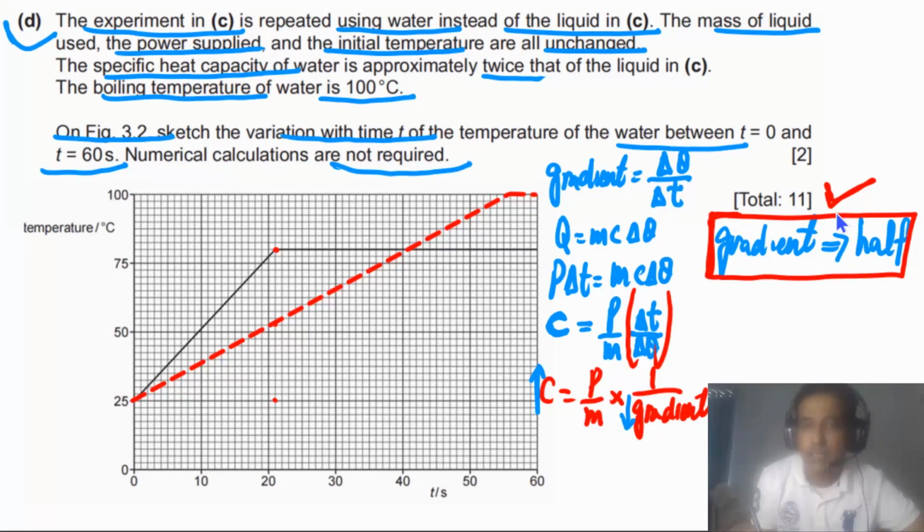First of all, I have found that the gradient has to be half. If the gradient has to be half, then for the same interval of time, the change in temperature has to be half. So here we found the change in temperature is half, then we drew a straight line, and when it reached the boiling point, the temperature after that has to be constant. A beautiful way to answer. Try to do this again if it is not clear to you. A very good question to practice graphs.